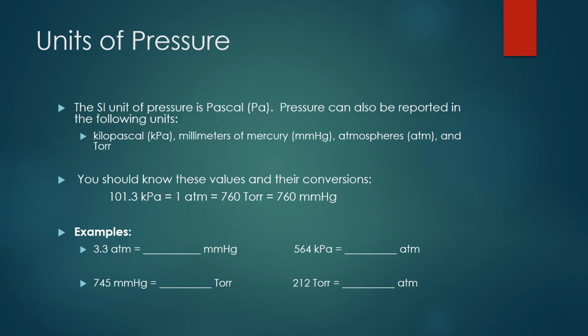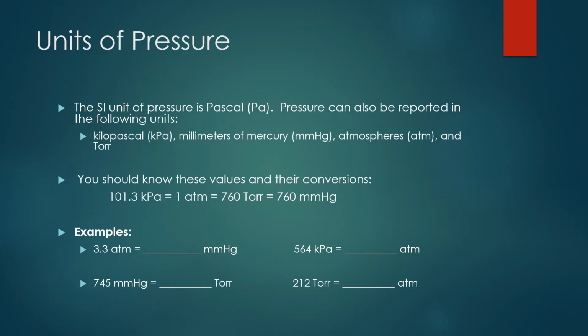So the next thing we're going to talk about is different units of pressure. The SI unit for pressure is a Pascal. Pressure can be reported in the following units: kilopascals, millimeters of mercury, atmospheres, or torr. Any of these units will work when you're doing the upcoming equations as long as you stay consistent with your units. You should know these values and their conversions.